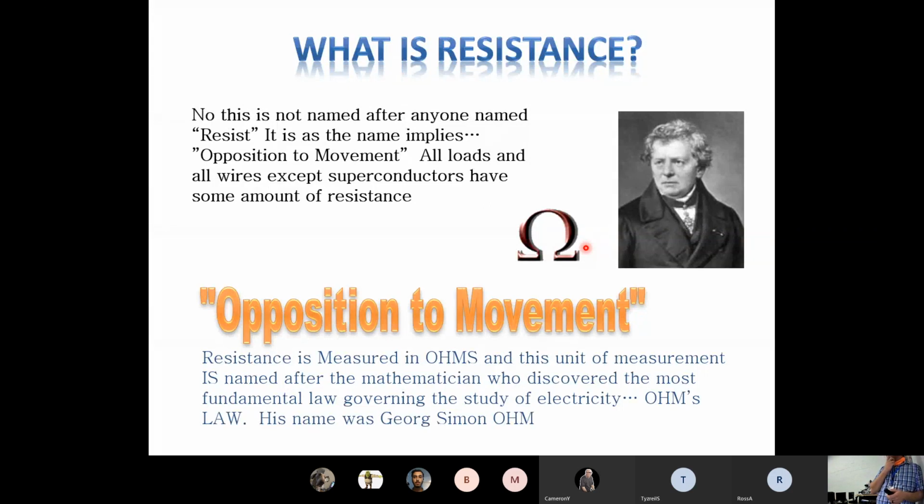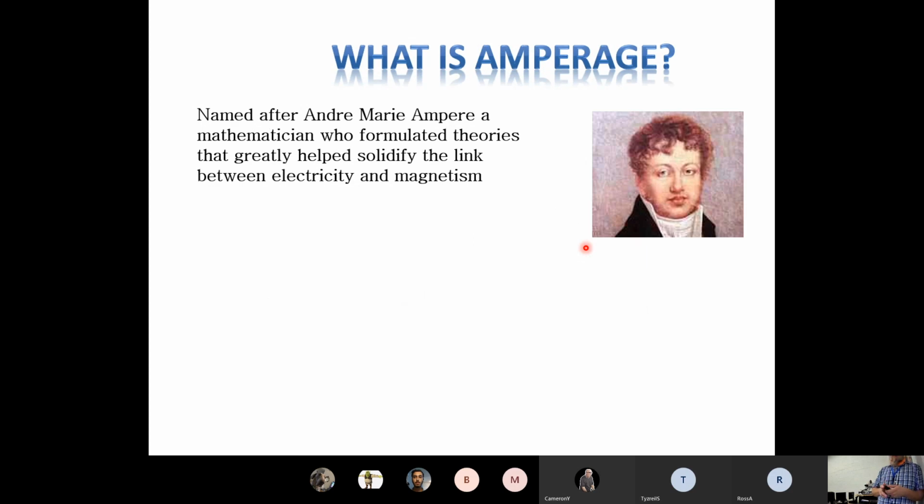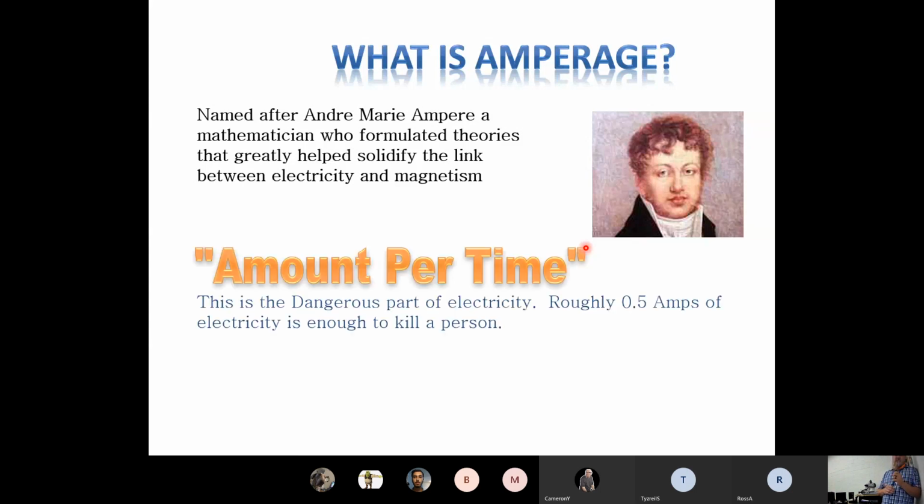All right. So hopefully you guys got all that. Move forward. Amperage was named after Andre Marie Ampere, and he was the one that basically connected electricity to magnetism. So amperage is how many electrons pass through a certain point during a certain time. So this is an amount per time.